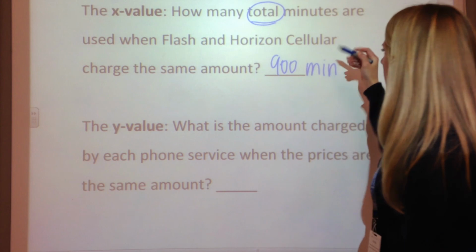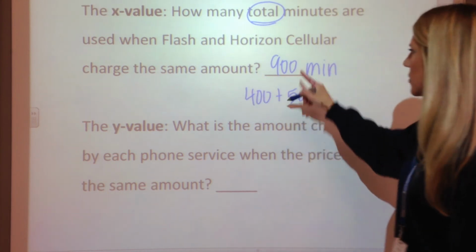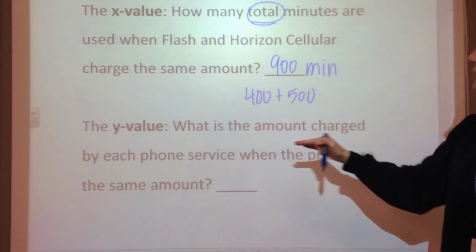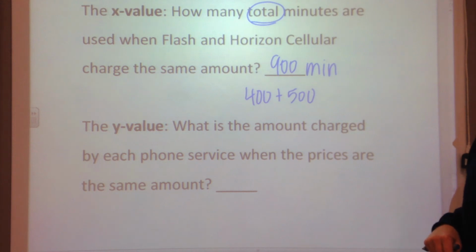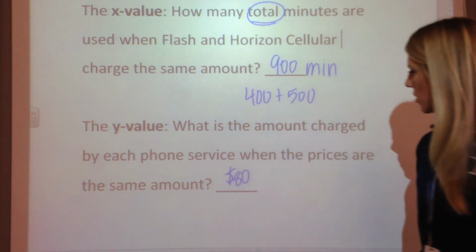So remember, their plan starts off with 400. That break even occurred with the 500 additional. So that's where that 900 is coming from. The Y value, the amount charged by each phone service at the break even point, when the prices are the same amount, would be $80.